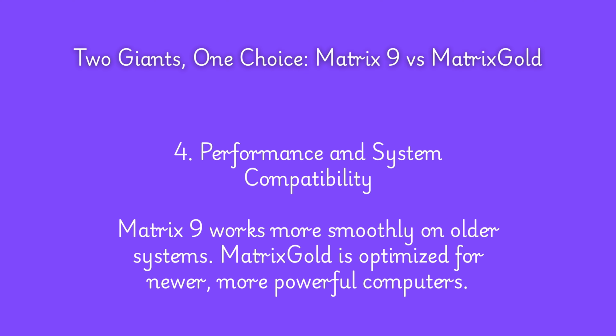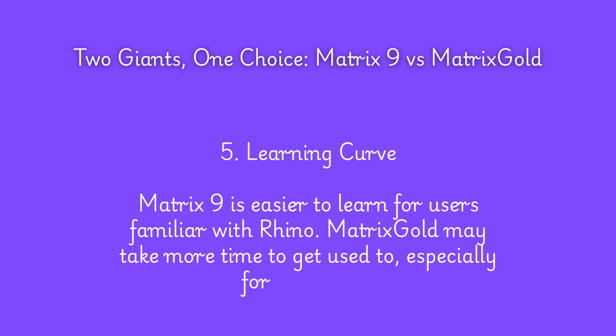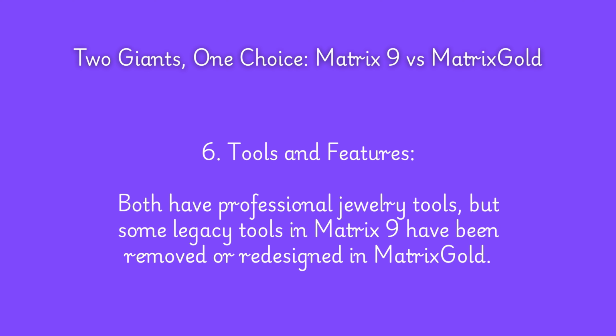4. Performance and system compatibility. Matrix 9 works more smoothly on older systems. MatrixGold is optimized for newer, more powerful computers. 5. Learning curve. Matrix 9 is easier to learn for users familiar with Rhino. MatrixGold may take more time to get used to, especially for beginners. 6. Tools and features. Both have professional jewelry tools, but some legacy tools in Matrix 9 have been removed or redesigned in MatrixGold.